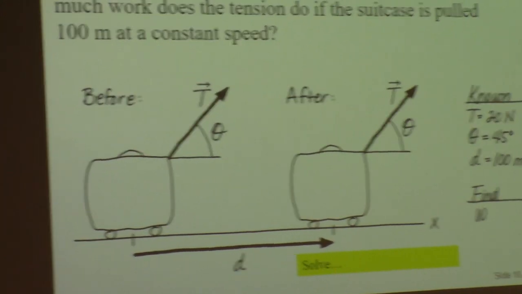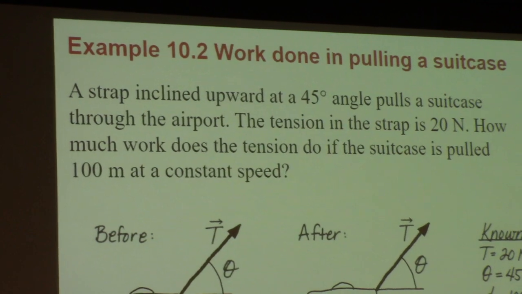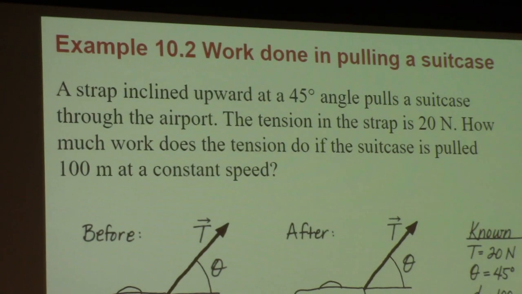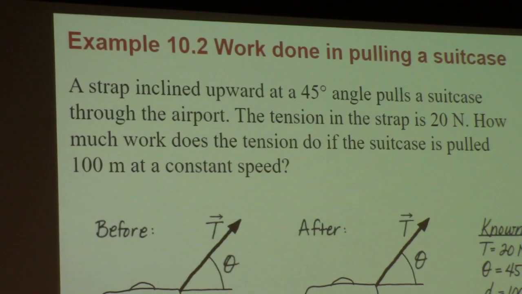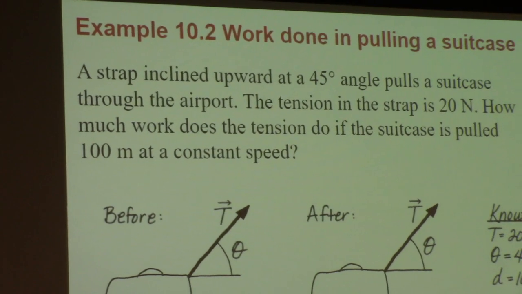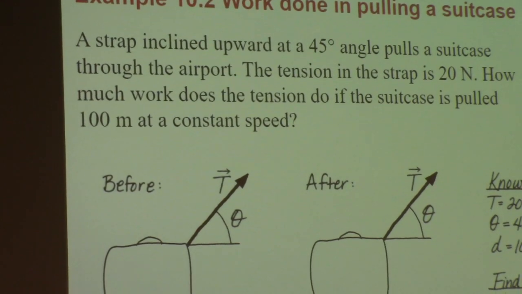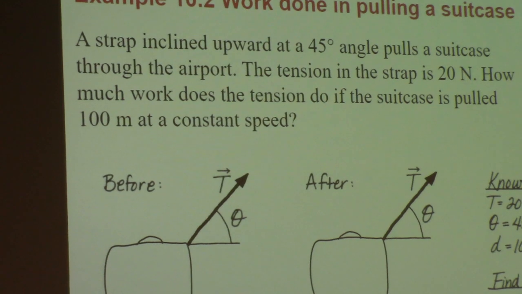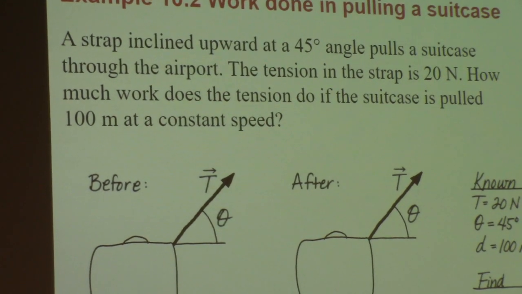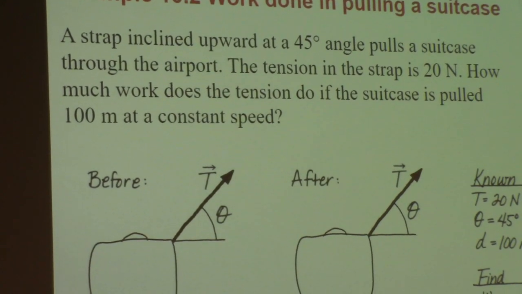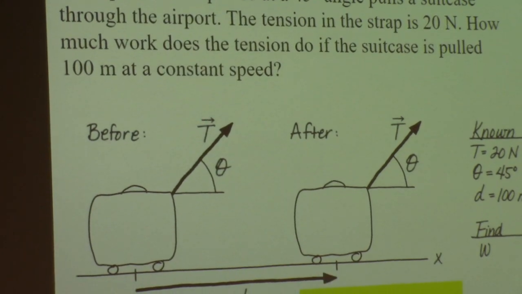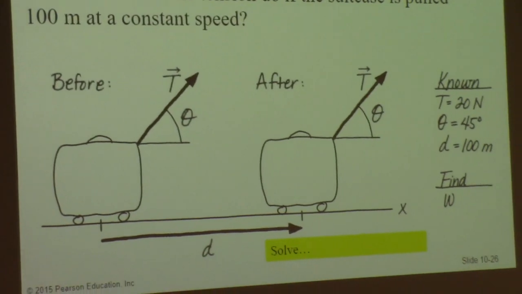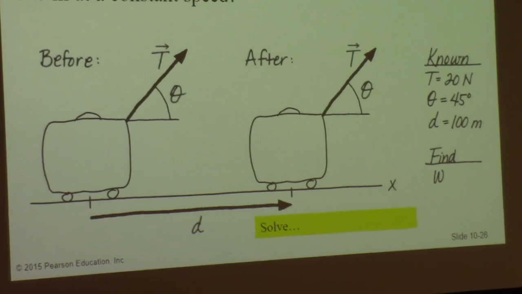Here's another example. A strap inclined at 45 degrees pulls a suitcase through the airport. Maybe you've actually done this sometime. The tension is 20 newtons. How much work does the tension do if the suitcase is pulled 100 meters at a constant speed? Okay, so let's take a look at this one.